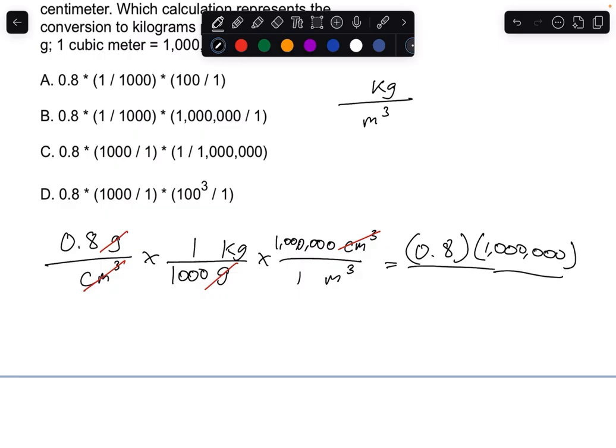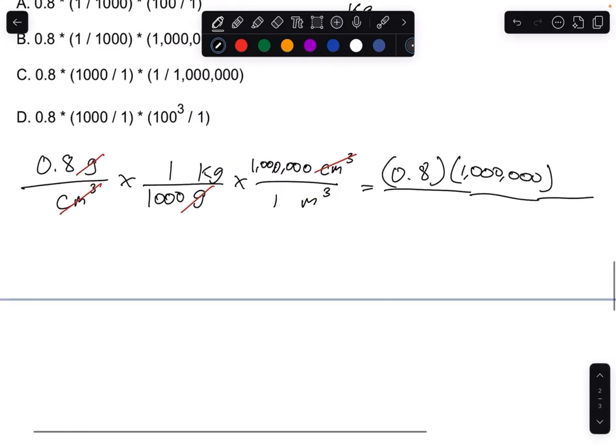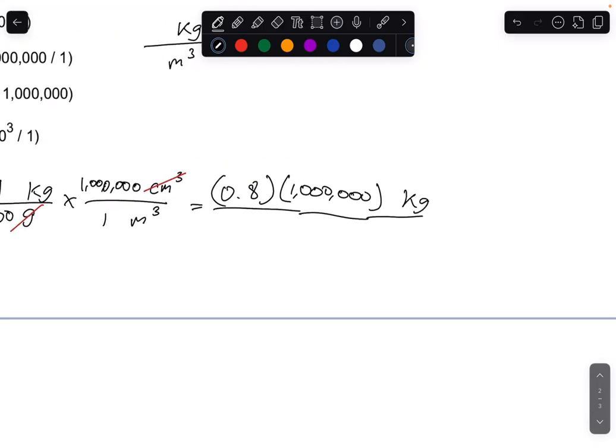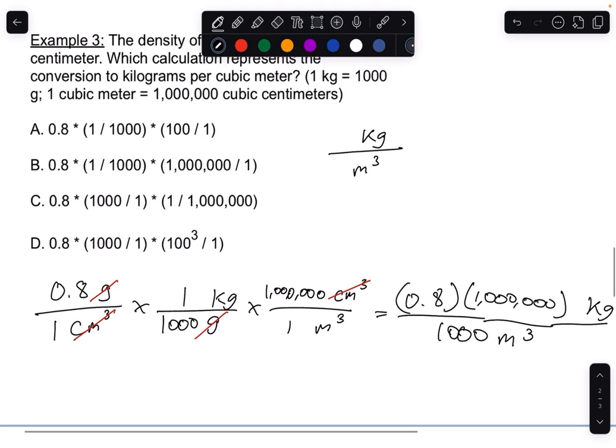On bottom, we have, my bad, forgot units. I apologize. We have kilograms. Cool. On bottom, we have just 1 centimeter, 1,000 grams, 1 meter cubed, but those other units cancel, so just 1,000 meters cubed. And so now let's try to match it up.